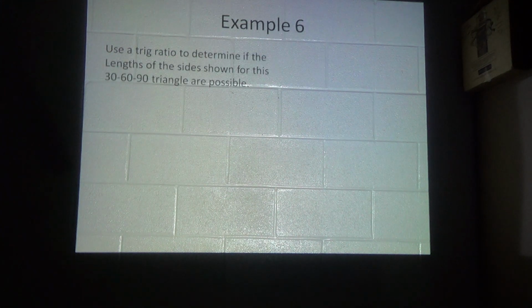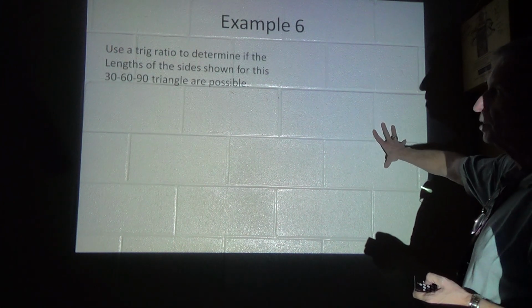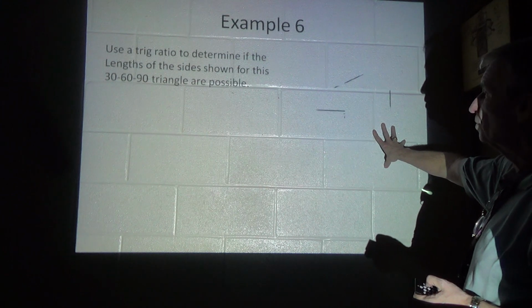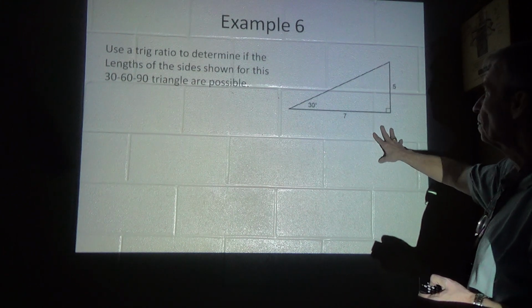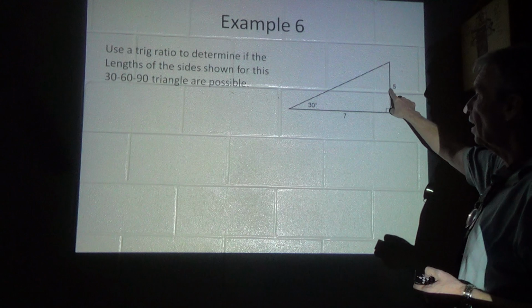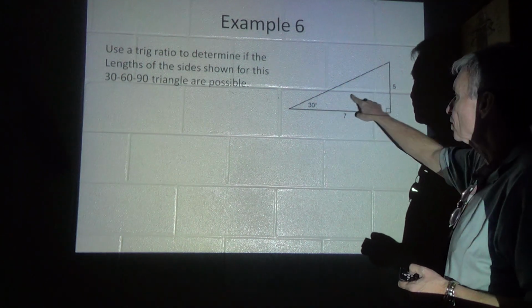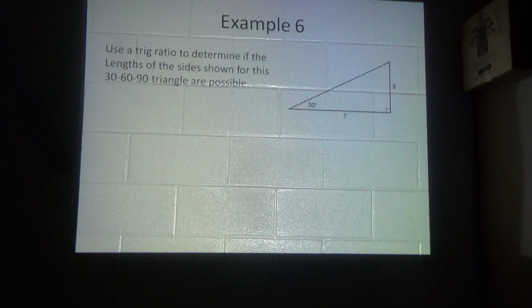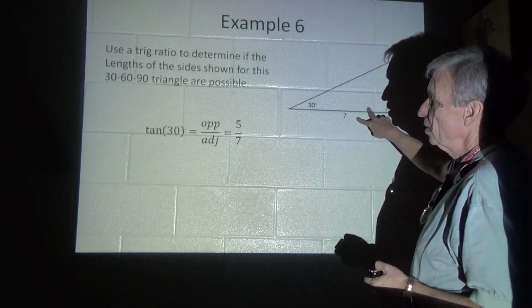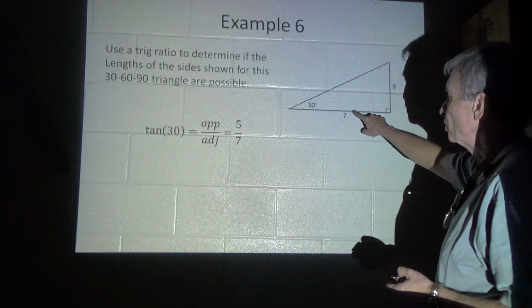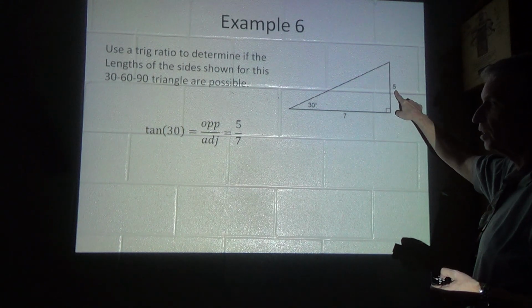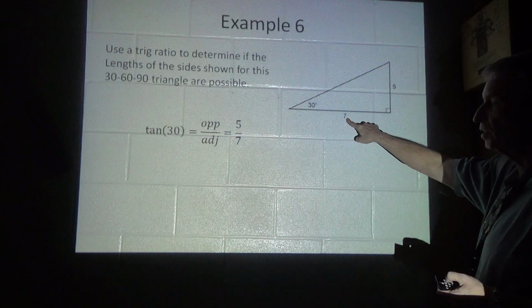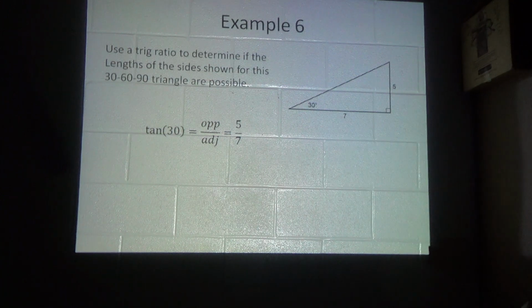Okay, example 6, once again, they want us to determine if these are possible true values. They told us that this leg is 5 and this is 7. So this is a 30, 60, 90 triangle, so we're going to use those ratios that we've been talking about. So here's what we've got. Since we have the two legs, we're going to look for the tangent. So the tangent of 30 degrees is the opposite leg over the adjacent. So this is 5 over 7.